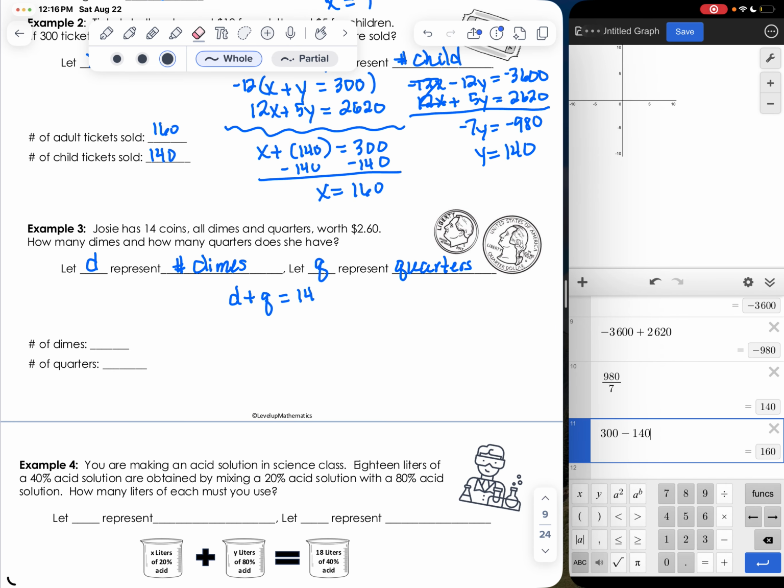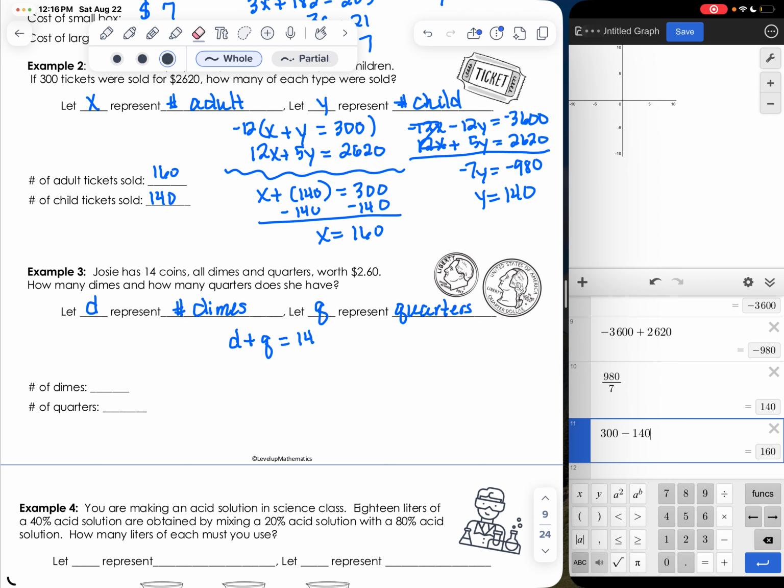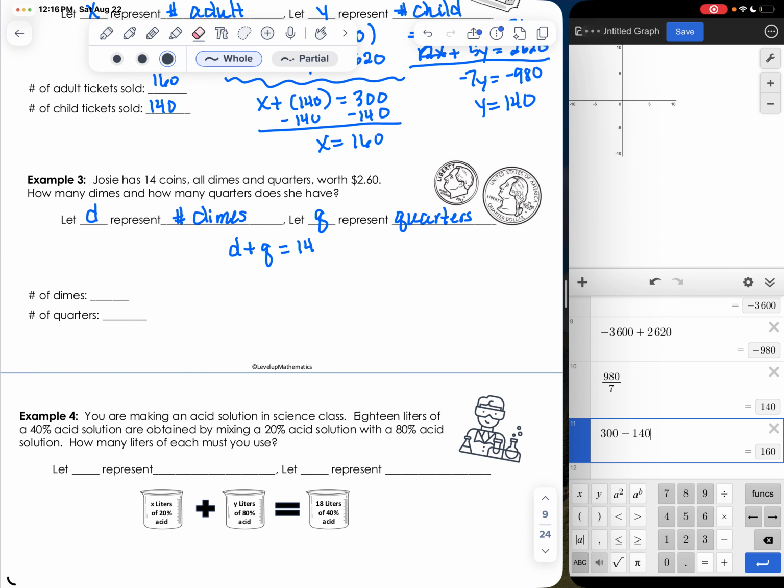All right. Now, remember in our ticket problem, after we wrote an equation for the total number of tickets, then we wrote an equation for the value of each ticket. Here, I'm going to write an equation for the value of the dimes and the quarters. So a dime is valued at 10 cents, or 0.10D. A quarter is valued at 25 cents, or 0.25Q. And the value of those dimes and quarters was $2.60.